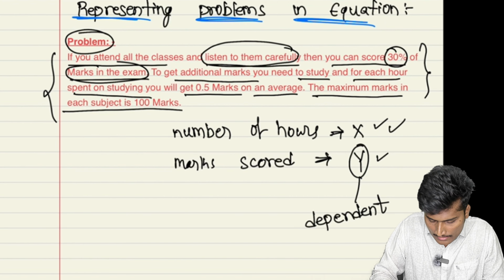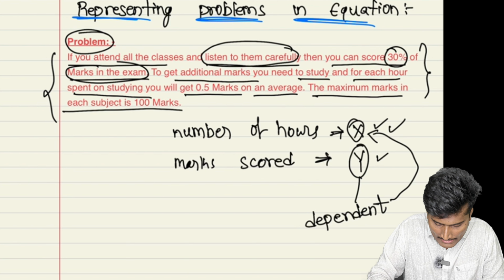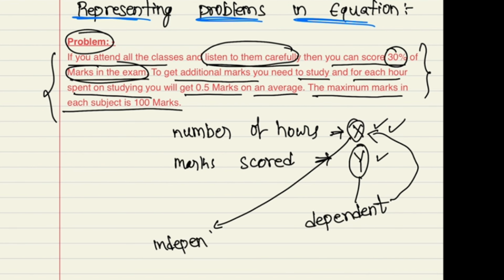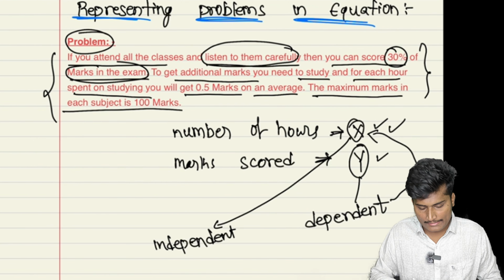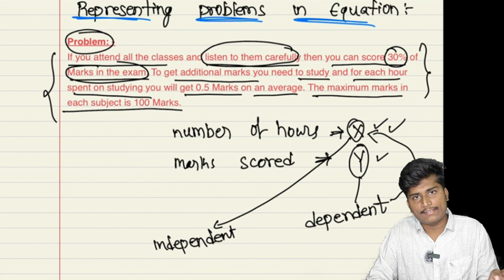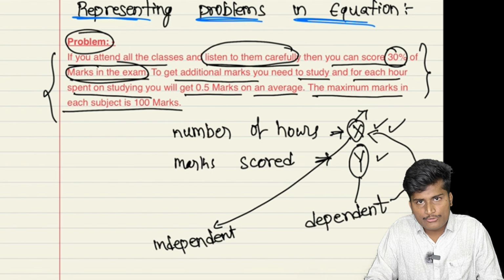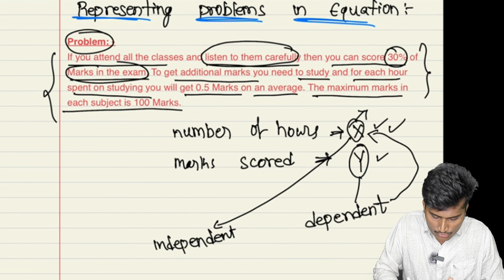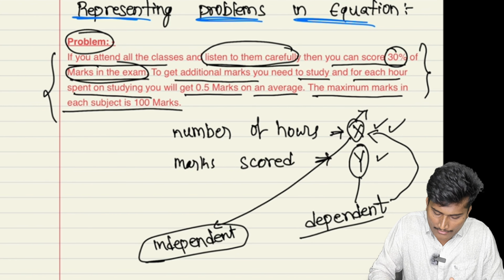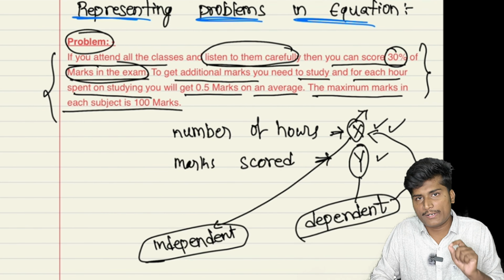Dependent on what? On the number of hours you are going to study. And x is an independent variable, because the x value is not dependent on anything. It can have a value on its own, and the y value is dependent upon the number of hours you are going to study. That's why these two have different properties.